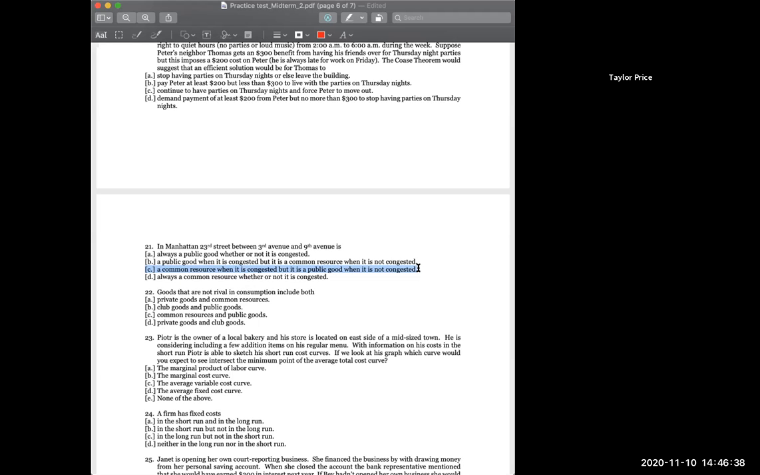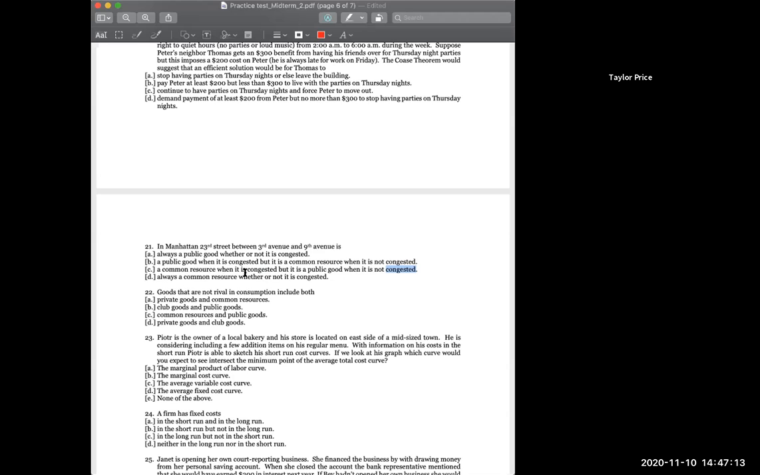So this one, that's a really good question. And it's kind of weird because when you think of a street, you think of it as being a public good. But the key piece in this question is that it's saying when it's congested and when it's not congested. So when it's not congested, it's a public good because the street is not rival. So if I drive my car on the street, you can also drive your car on the street and there's no impact to each other.